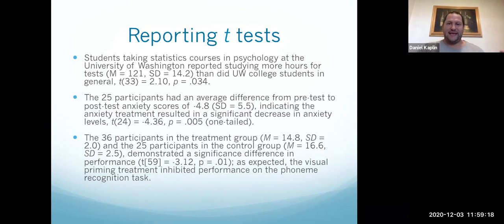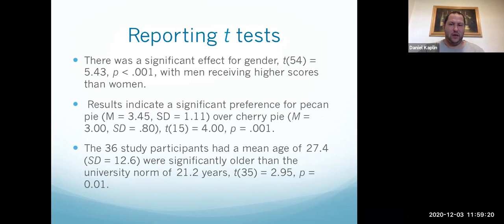My preference, as I said, and I'm going to go back a slide, would be the second bullet point where it says results indicate a significant preference for blank over blank, t-value, degrees of freedom, p-value. All right.